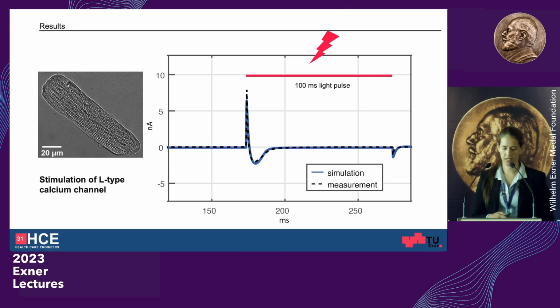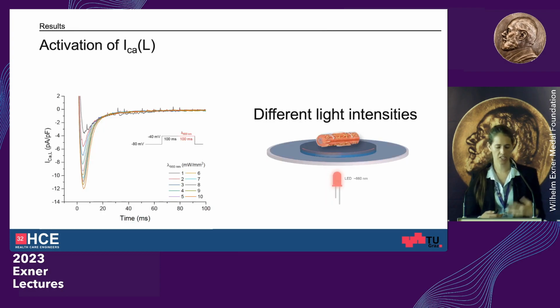And just to give you an idea how much the light intensity may influence the current that we see, we performed measurements with different light intensities that you can see here. The current that we see changes a lot with the light intensity, which for us means that we also can change the voltage that the cellular membrane can see.